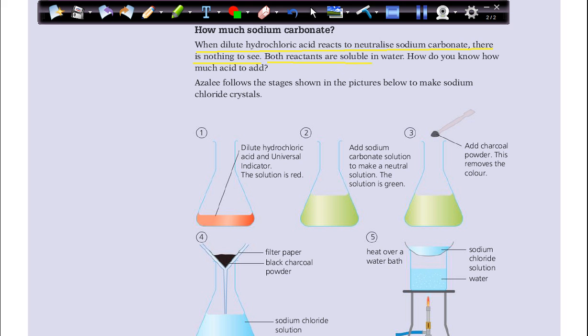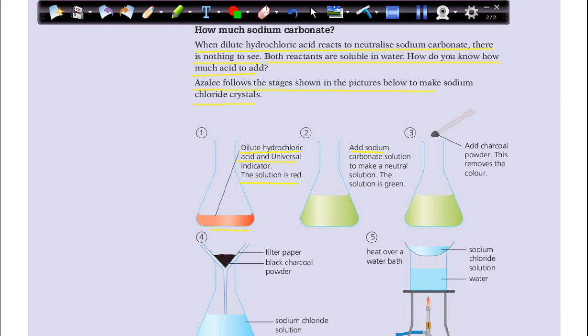Both reactants are soluble in water. How do you know how much acid to add? So here there is a student, Azali. Azali follows the stages shown in the picture below to make sodium chloride crystals. First, she added dilute hydrochloric acid and universal indicator, and the solution is red. Here the solution is red. That shows the solution is acid.